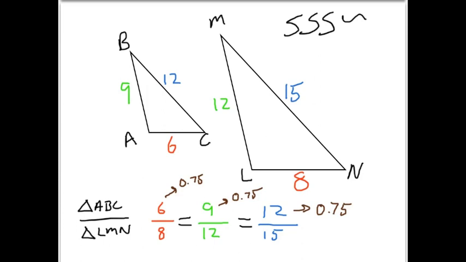By the way, I just realized I made a mistake. This side length shouldn't be 15. It should be 16. And that means that this fraction should be 12 divided by 16, because then that does indeed equal 0.75. Oops, sorry about that.